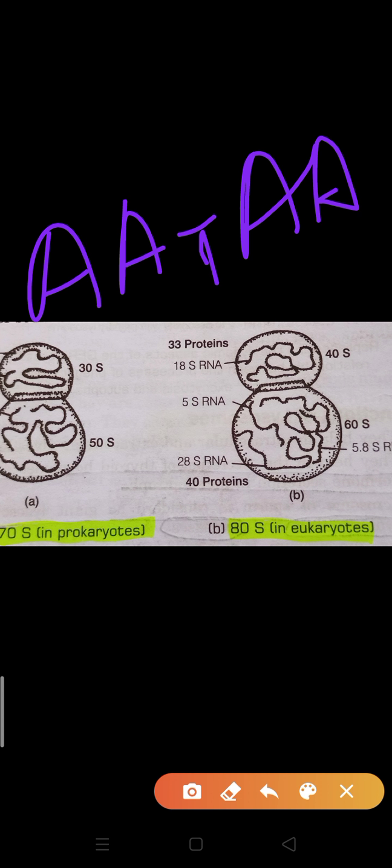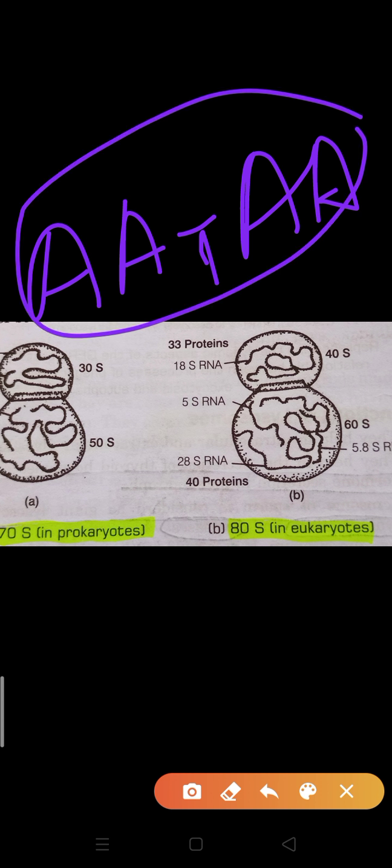Second, they provide enzymes and factors for the condensation of amino acids. Clear? For making this chain, we require the amino acids to combine with each other. So it provides the platform for the combination of amino acids and for the regulation of the polypeptide chain. So I hope the ribosome is clear.